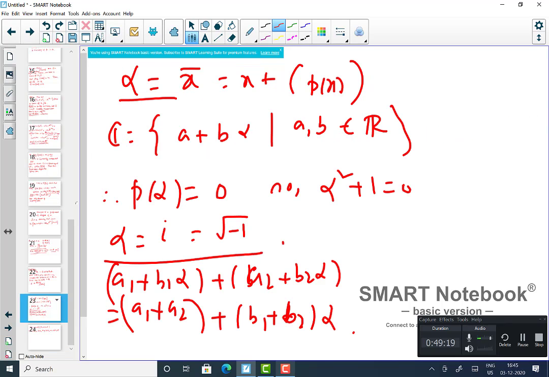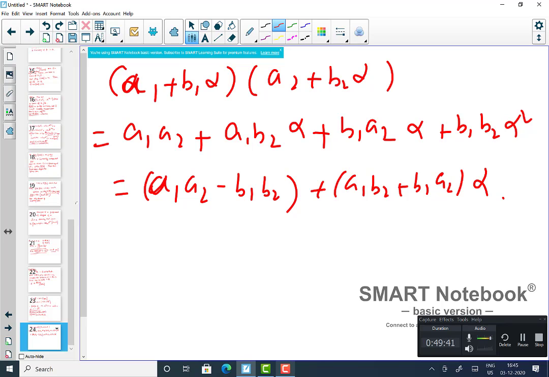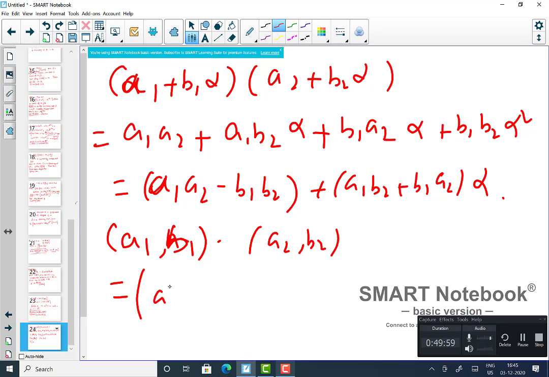Now you see that alpha square equals -1, which is a real number, right? So you have to replace that. If you replace that, then it will be A1 A2 minus B1 B2 plus (A1 B2 plus B1 A2) alpha. Okay, so this is the multiplication, right? In another way, you can see this is some kind of vector space, so you can write down tuples (A1, B1) and (A2, B2), and the multiplication will be (A1 A2 minus B1 B2, A1 B2 plus B1 A2). And this is the usual complex multiplication actually, right?